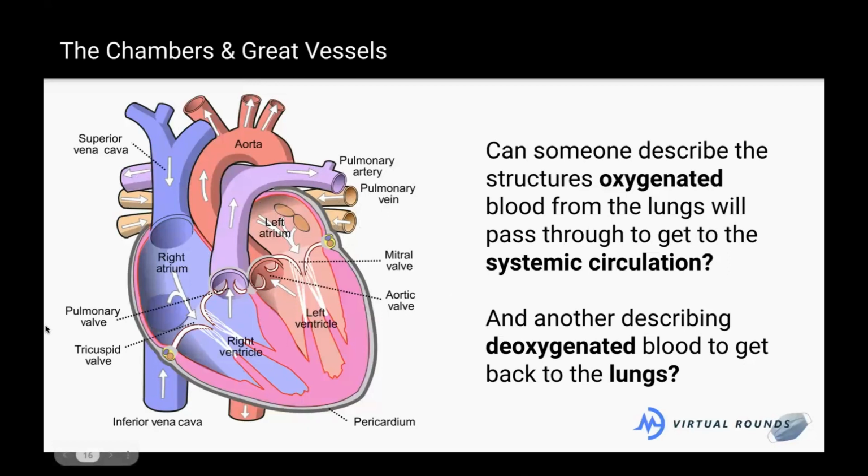Everywhere else, artery means oxygenated and vein means deoxygenated. I don't know who did that, but they messed up big. So now, can somebody bring me on a journey?